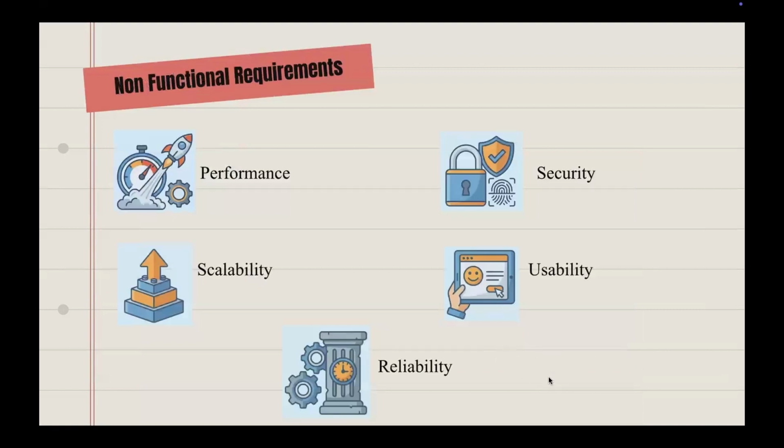Okay, so for the non-functional requirements, we have five of them. The first one is performance. The system must maintain high responsiveness and low latency during peak traffic periods, such as dinner rush, to prevent customer drop-off. The second is security. Robust data protection measures must be implemented to secure customer payment information and safeguard the business's reputation.